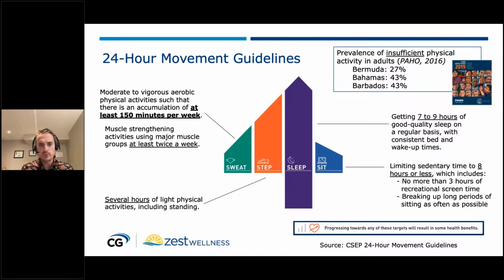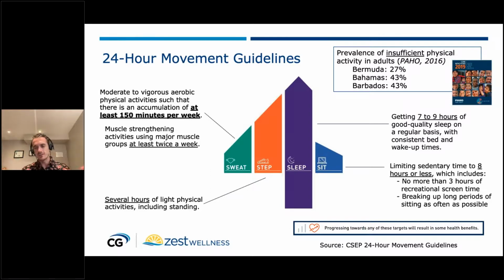And this is important because you can see on the top right of the screen, there's a report from the Pan American Health Association, and here's a few client jurisdictions that we operate in with CG. Then in terms of individuals who are having an insufficient amount of physical activity, you can see those numbers right there. So that's where our goal with the CG Zest Wellness program and webinars like this, which are a part of the program, is to provide education and resources and empowerment, building a community of doing all of this together and making each other better as we go along.